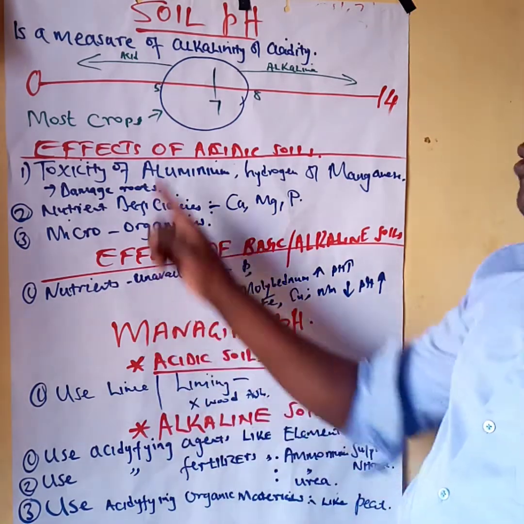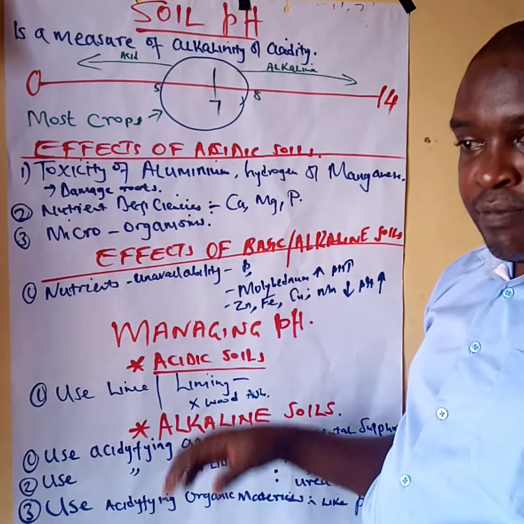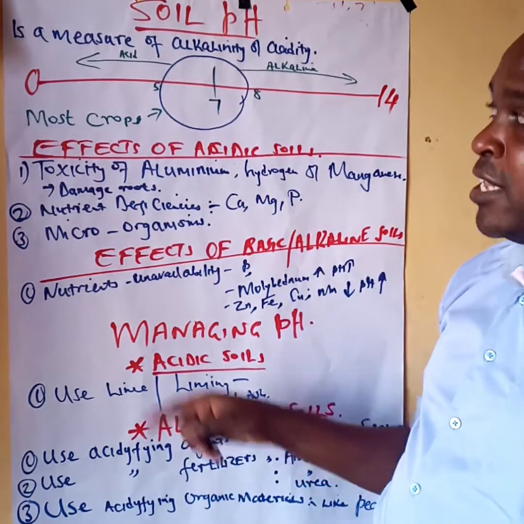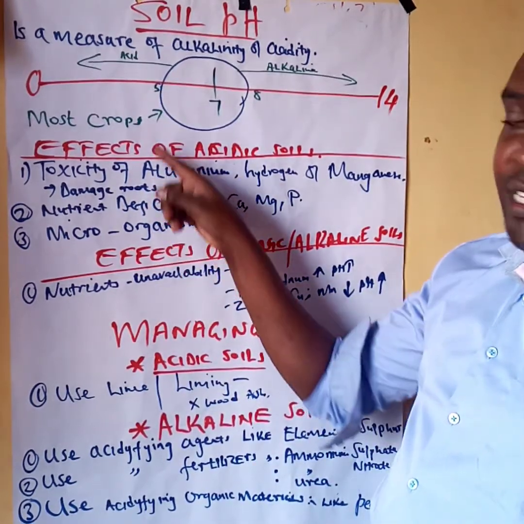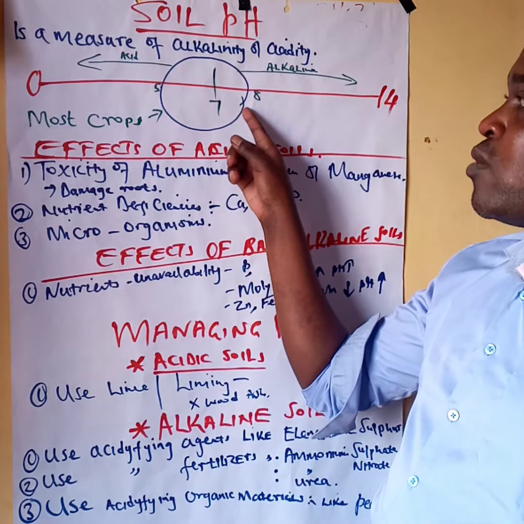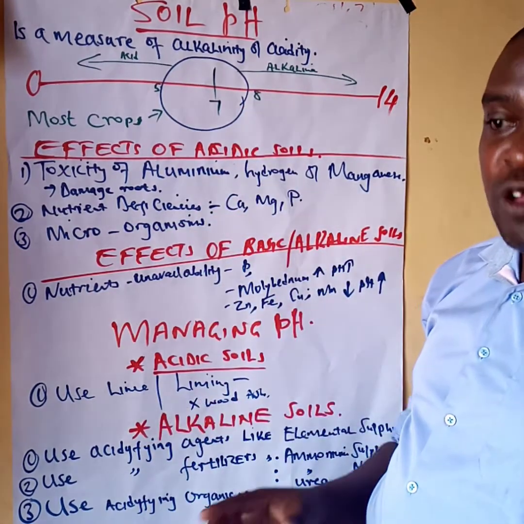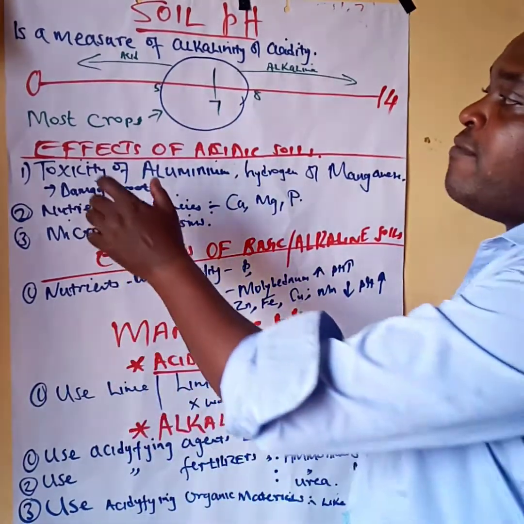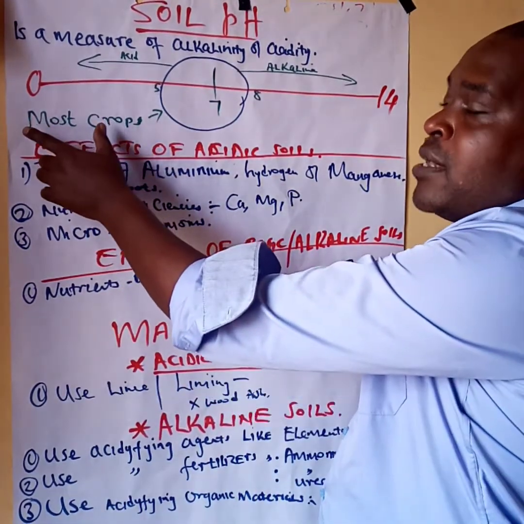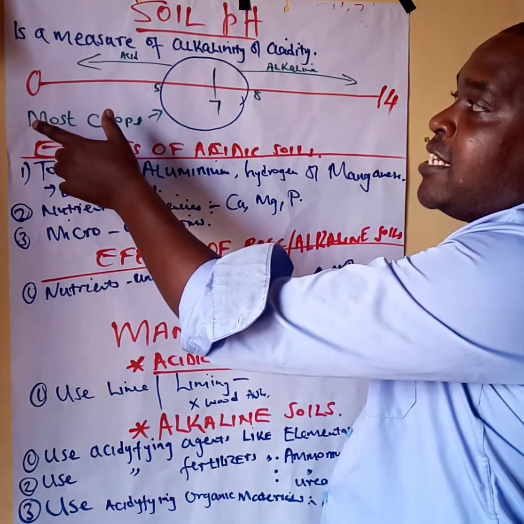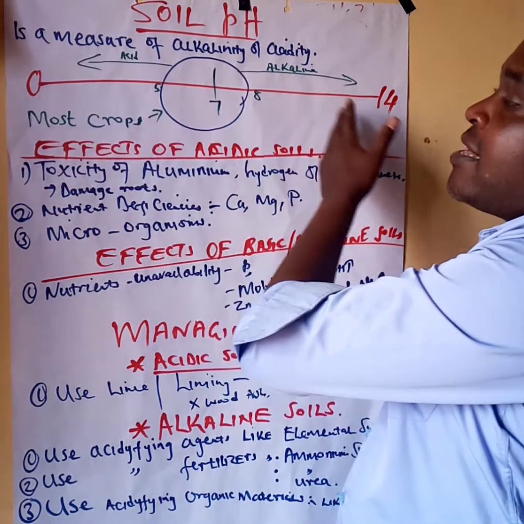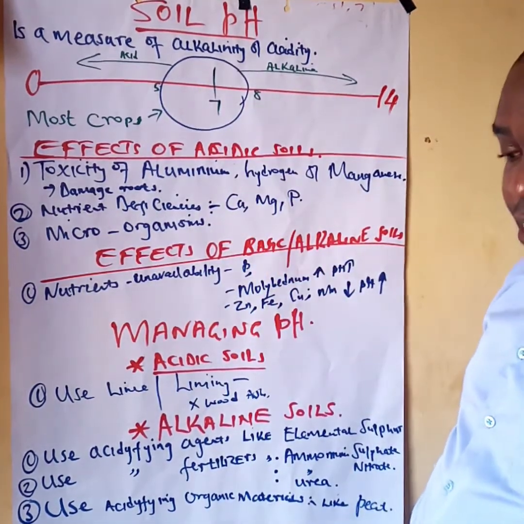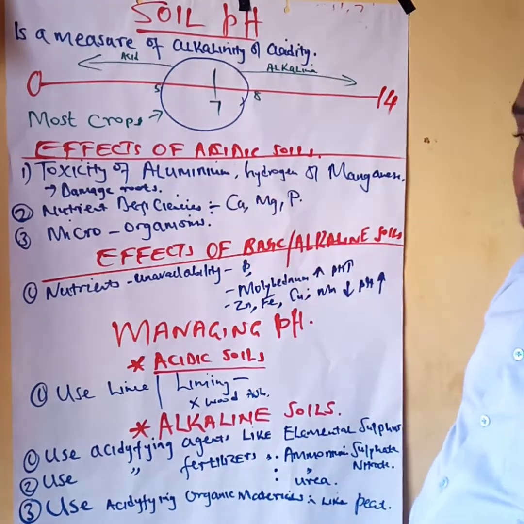Now, most of the crops on this planet grow in a region of slightly acidic soil, which ranges from 5.5 to around 7 point something, to neutral. That is the area where most of the crops grow. Though we may have very selective crops that may favor high acidity, others alkalinity, but most of the crops will grow under that. What are the effects of having an acidic soil?